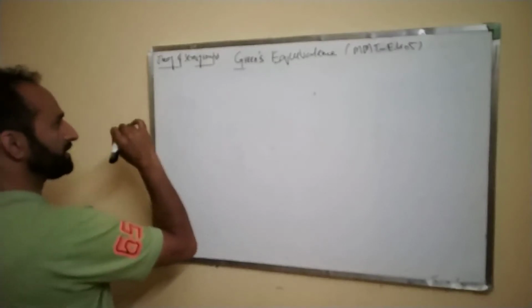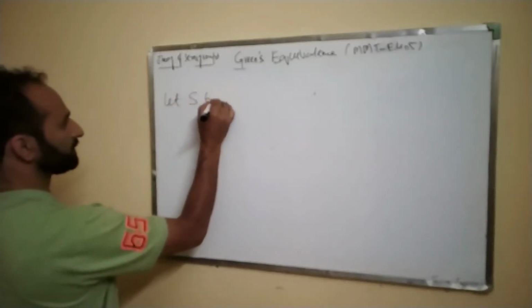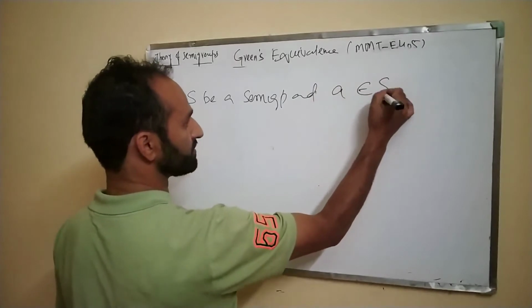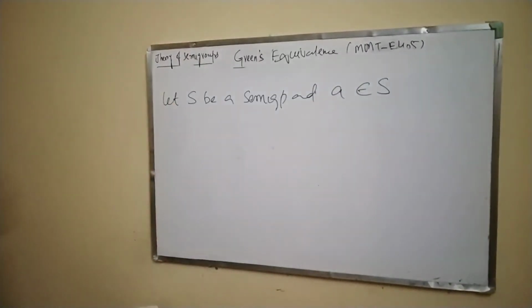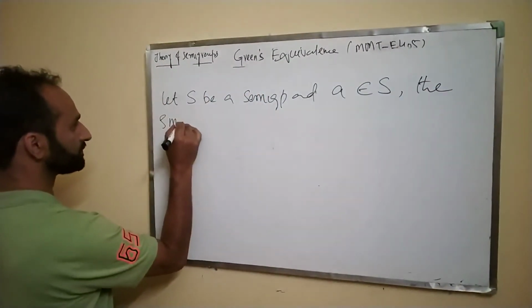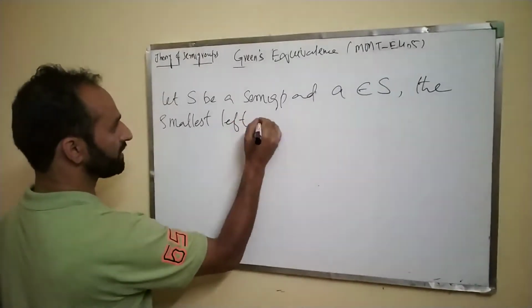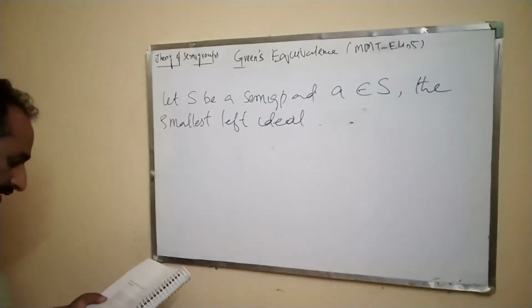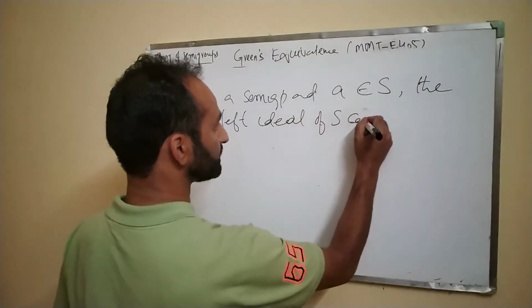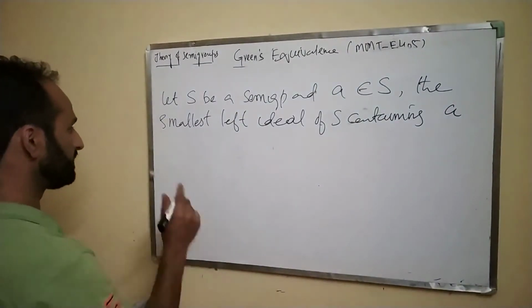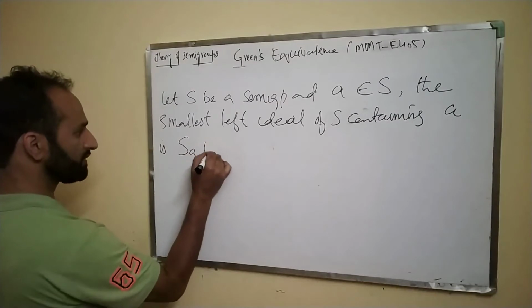Let's first define principal ideal. Let S be a semigroup and A belongs to S. Then the smallest left ideal of S containing A, which contains this element A, is SA union A.